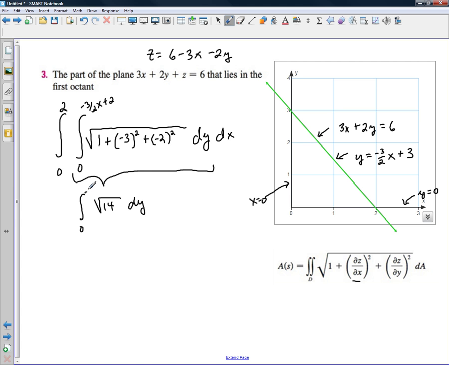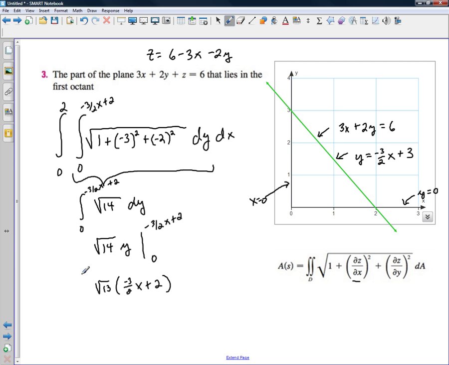Upper limit negative 3/2 x plus 2. So this is going to be radical 14 y with our upper limit negative 3/2 x plus 2 and our lower limit 0. So we'll have radical 14 times negative 3/2 x plus 2. And of course when we put 0 in we'll get 0.